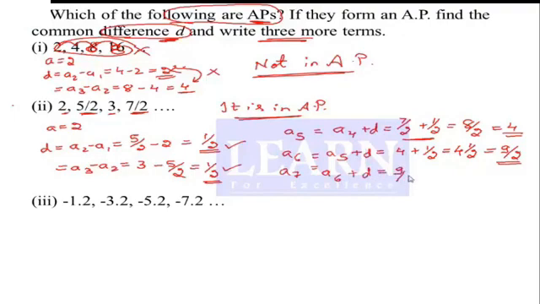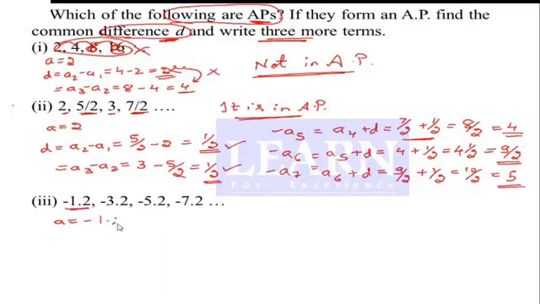Next A7 is A6 plus D, which is equal to 9 by 2 plus half, which is equal to 9 plus 1, 10. 10 divided by 2, which is equal to 5. If you would have taken 4 and a half plus half, then again we would have got the same thing as 5. So we have got 3 more terms. So we'll move to the next one.